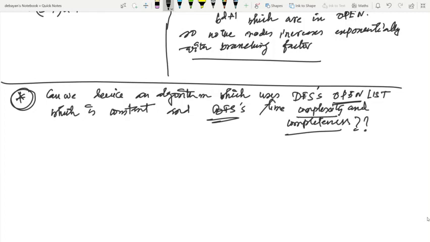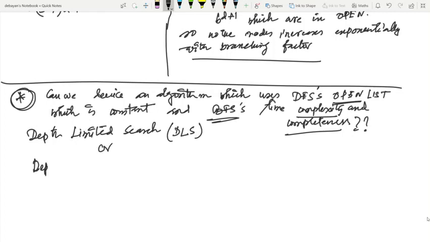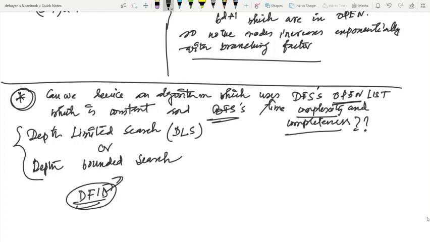Then there is an algorithm called depth limited search, or somewhere this is named bounded search, and after that there is DFID, depth bound DFS. So these are the algorithms that try to use the benefits of both algorithms.